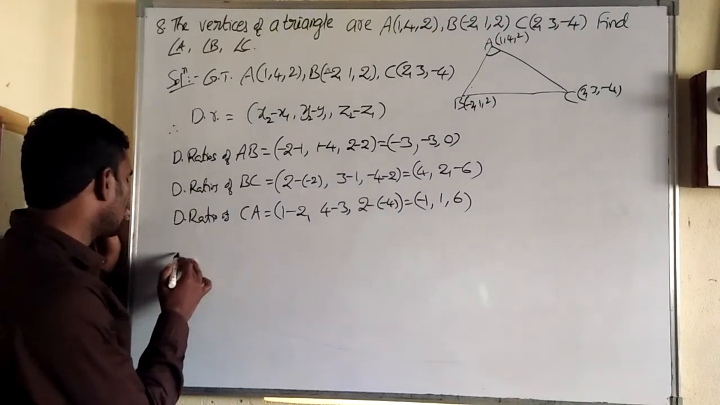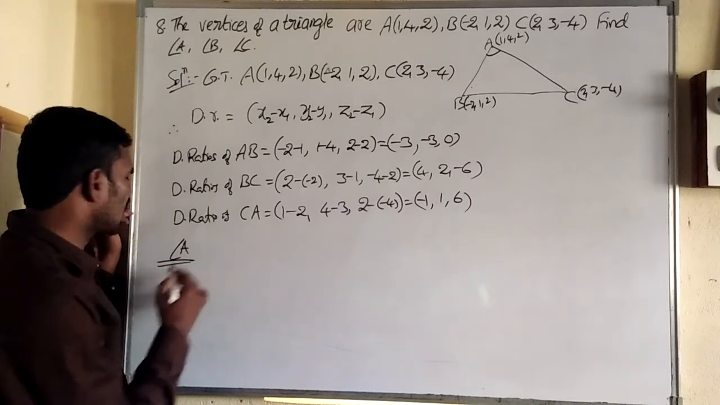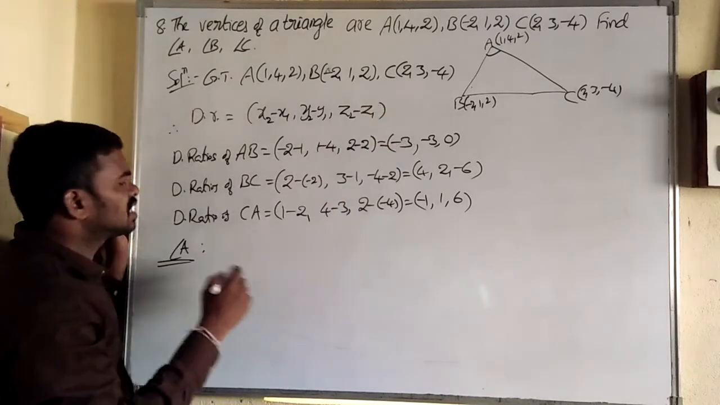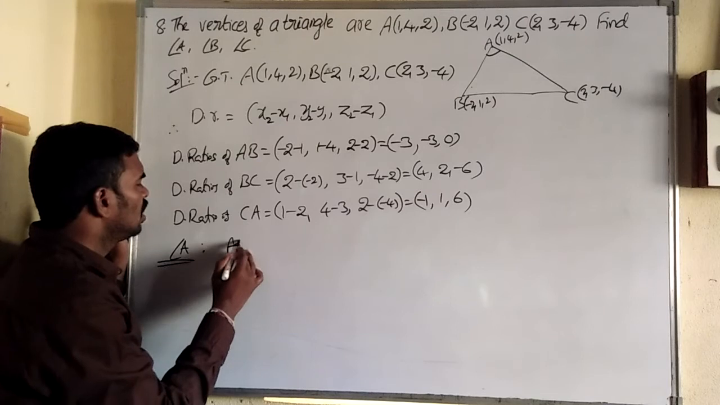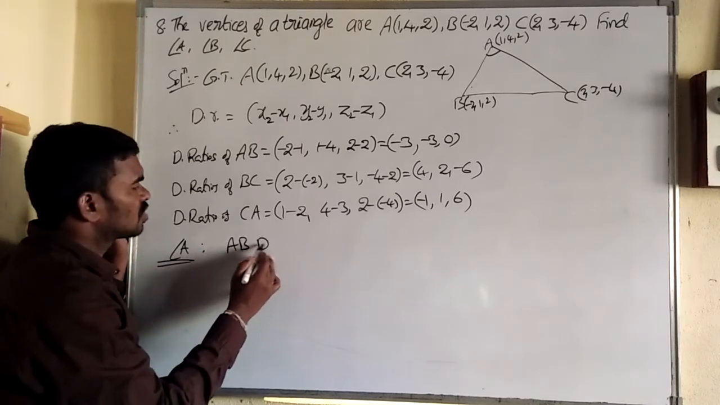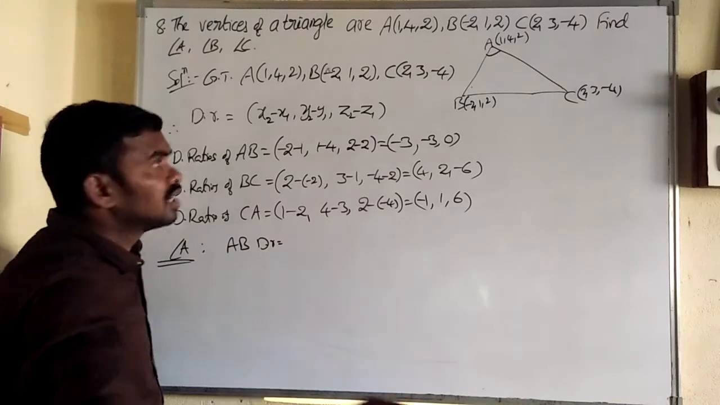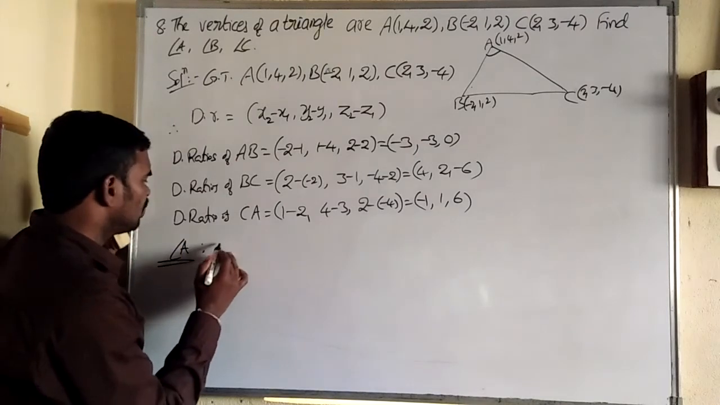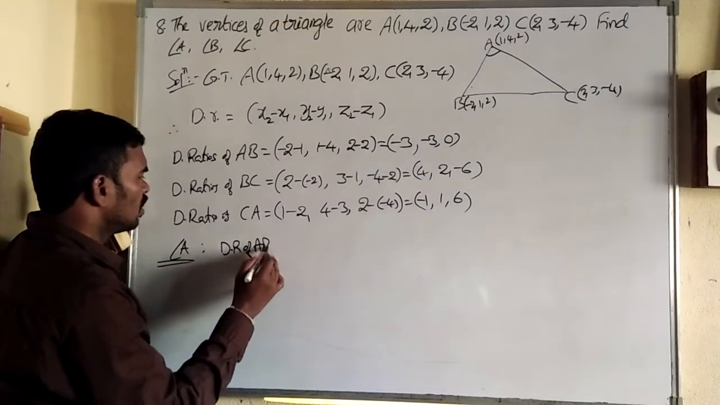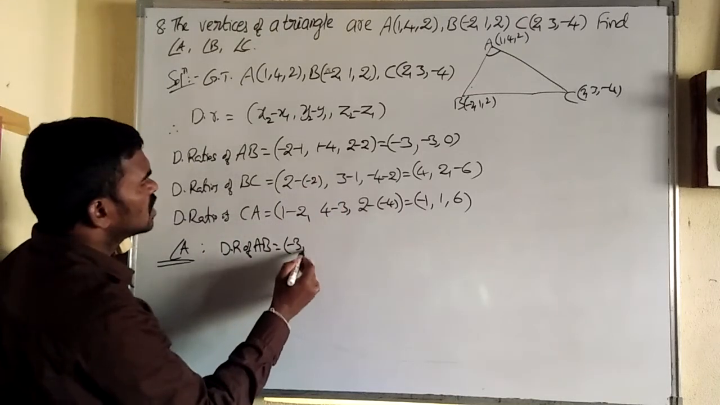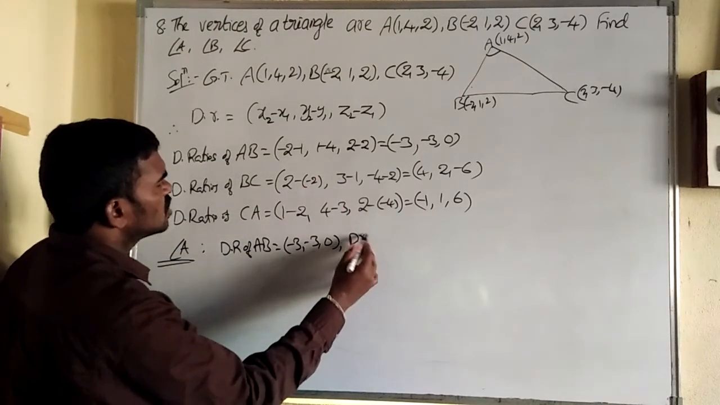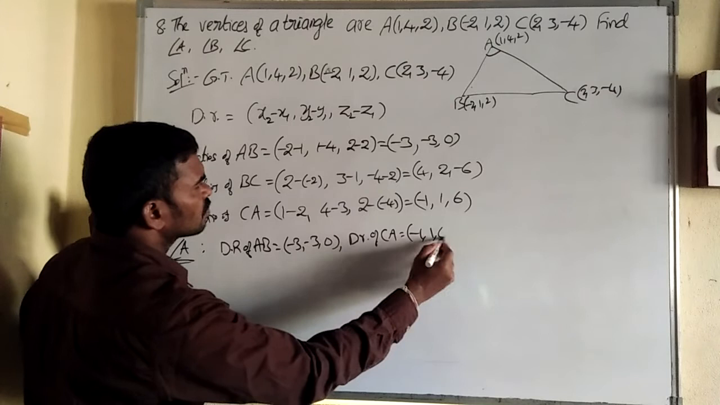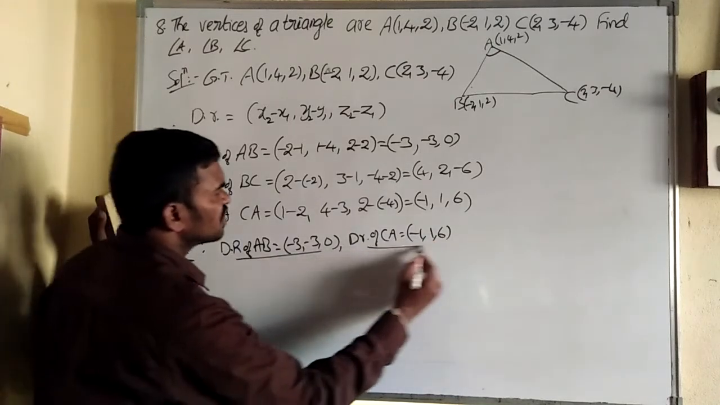So now first find angle A. For angle A, which sides are taken? For angle A, AB and AC. So for angle A, we should know the direction ratios of AB. What are the direction ratios of AB? Minus 3, minus 3, 0. And direction ratios of AC or CA, we can use either way. So two direction ratios we got, and angle A.